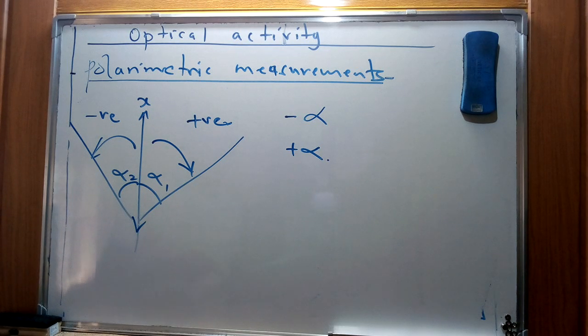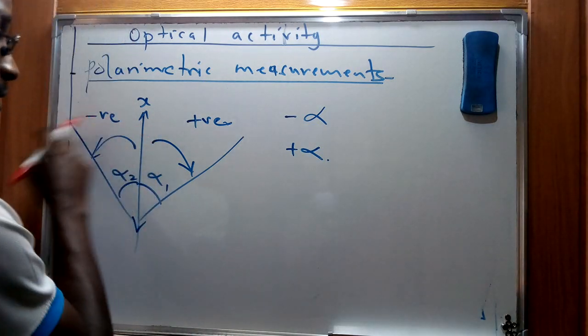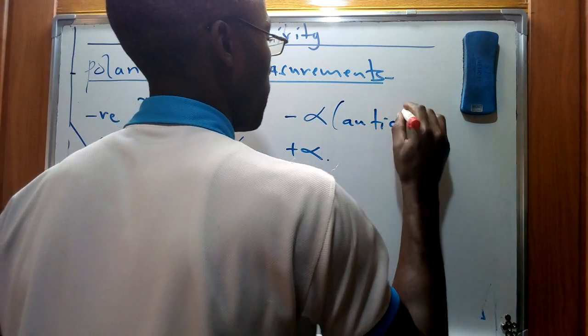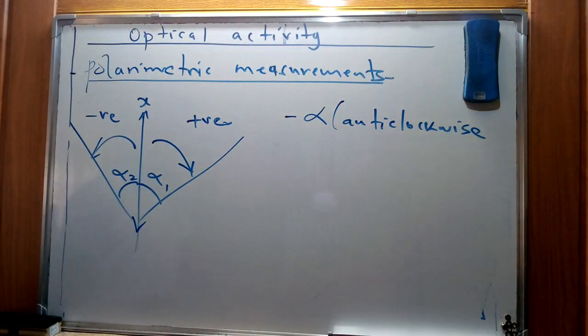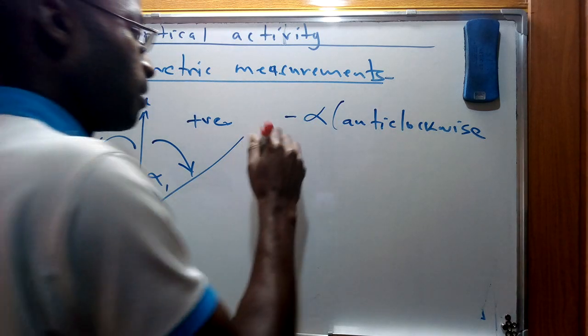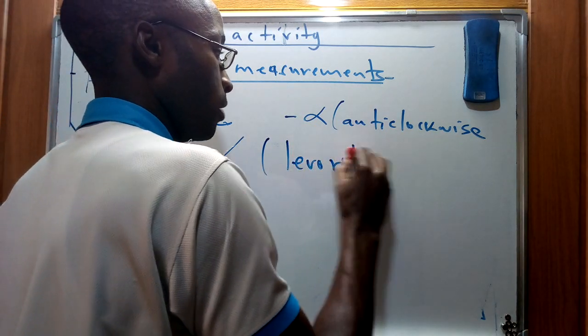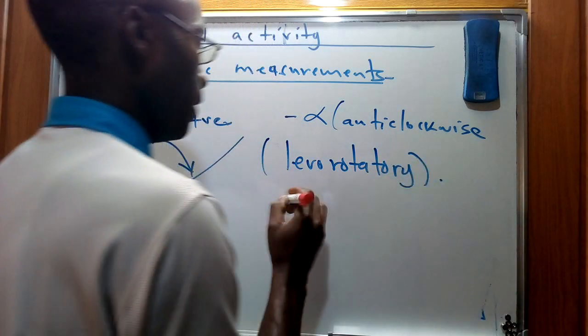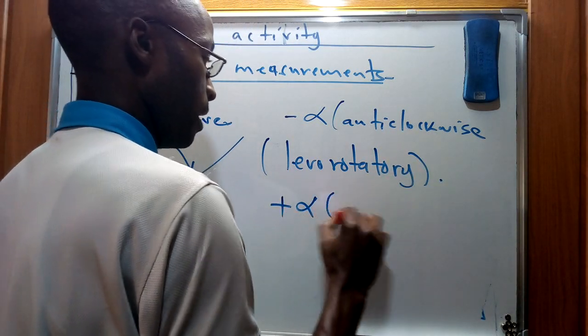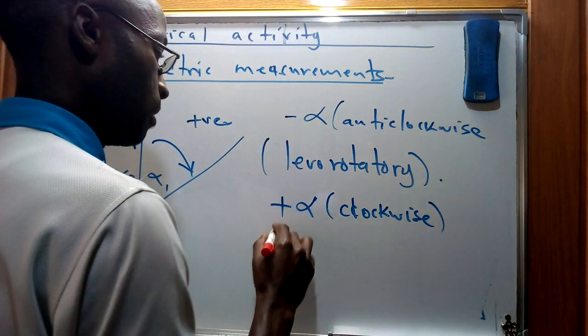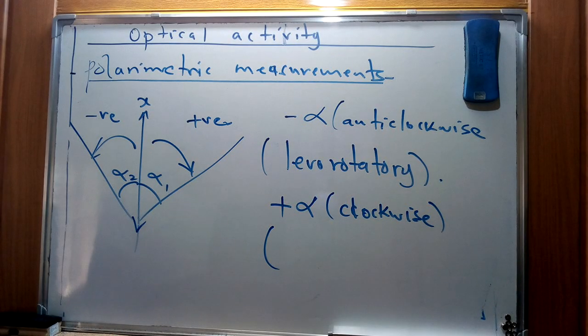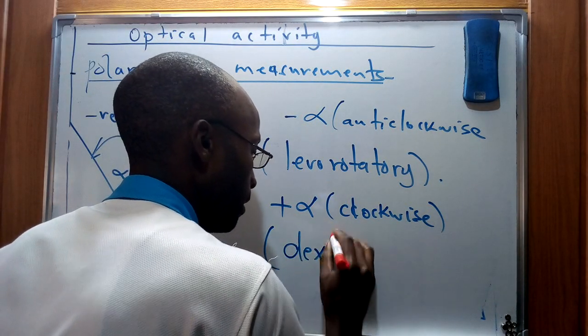Whenever this rotation is to the left, which is anti-clockwise, we have a specific term that we refer to this kind of behavior, and these enantiomers are said to be levorotatory. And whenever there is a rotation to the right, which is clockwise, there's a specific term for these enantiomers, and they are said to be dextrorotatory.